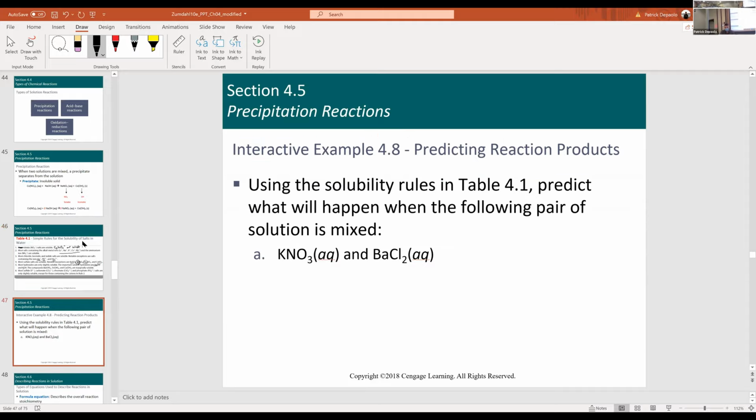So let's predict what happens when you mix KNO3 with barium chloride. So potassium nitrate and barium chloride. So KNO3 plus BaCl2. I'm not going to write the aqueous states. Well, actually you do, but I'll show you later, whatever. So then you switch them. So it'll be barium nitrate, so Ba(NO3)2, because nitrate's -1, barium is +2, plus KCl.